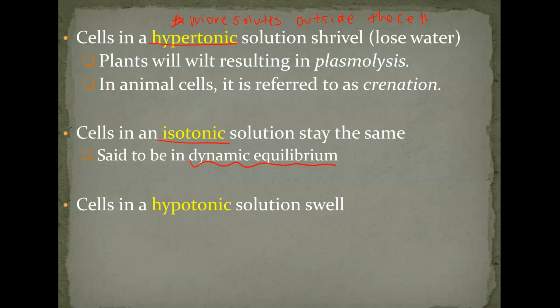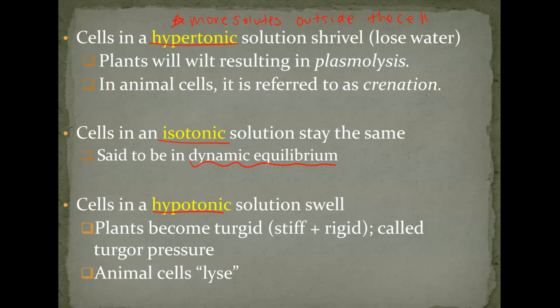And then lastly, we have a hypotonic solution, and this causes our cell to swell. So plants become turgid, and that's called turgor pressure. And then animal cells will lyse or burst. So lyse means burst. Since the cell is swelling, we're going to know that there are more solutes inside the cell. The water is going to want to move in.